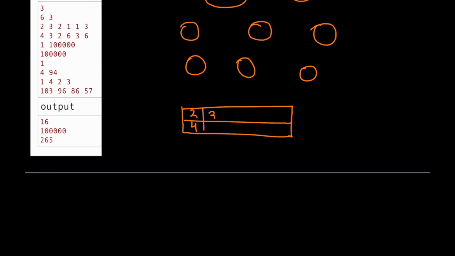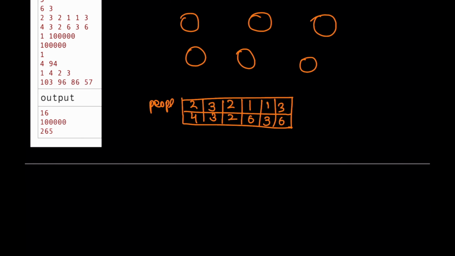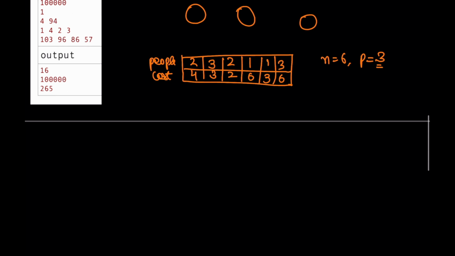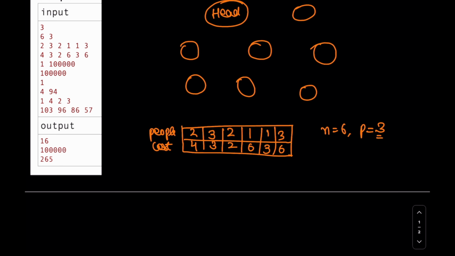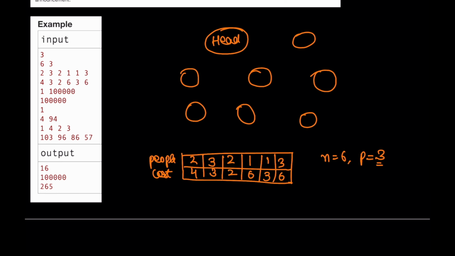So let's see the first test case and try to build our approach. We have 2, 4, 3, 3, 2, 2 and 1, 6, 1, 3 and 3, 6. So this is the number of people and this is the cost. N is 6 and the cost for Park Chanek is 3. The simple thought that comes to our mind is that we can just sort the array based on the cost. Park Chanek, or the residents, would prefer telling the news to a person who can spread it at a lower cost than a person who will take a higher cost.